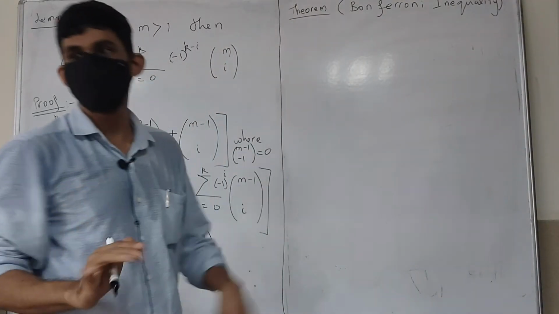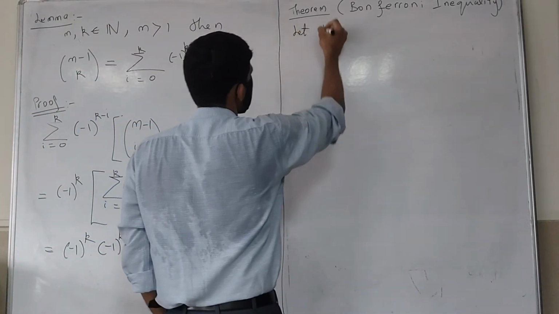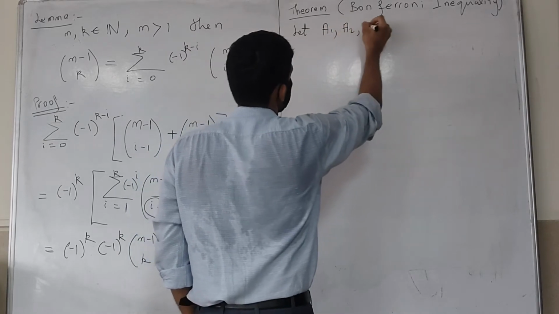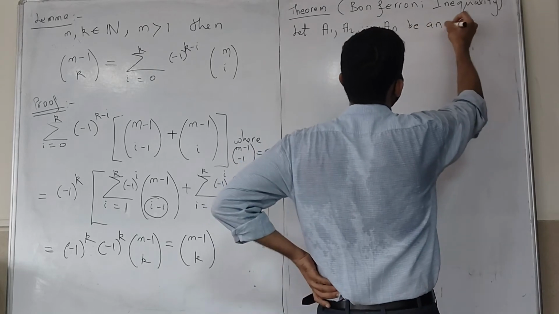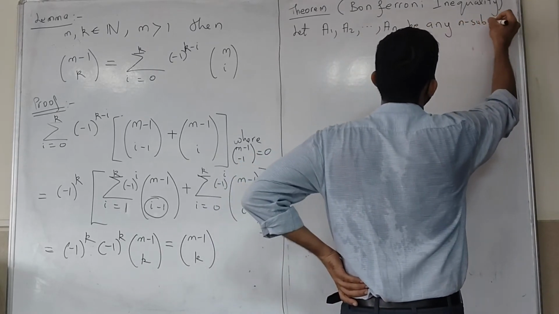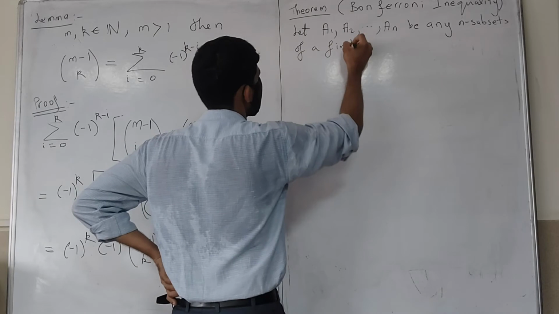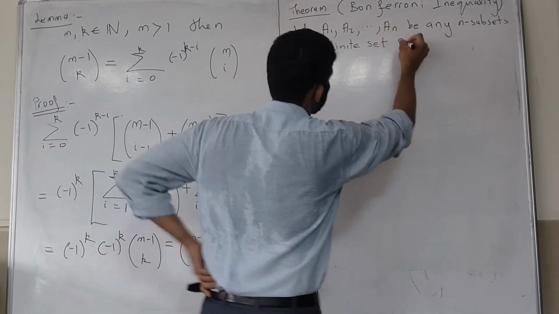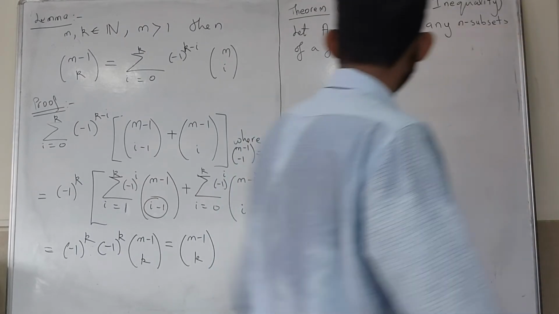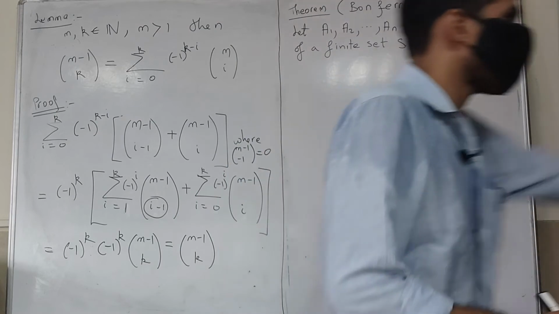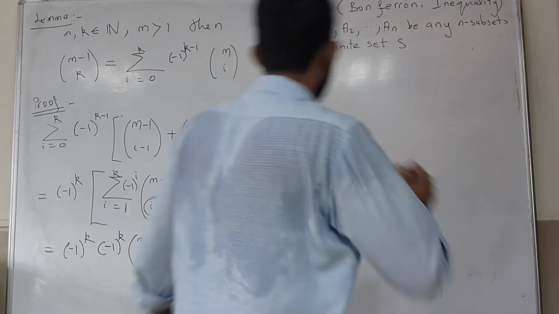Okay, so you take any n subsets of a finite set S. Let A1, A2, up to An be any n subsets of a finite set S. I don't think I need to state n also, they might not even be distinct. No, I think they need to be distinct, that's fine.